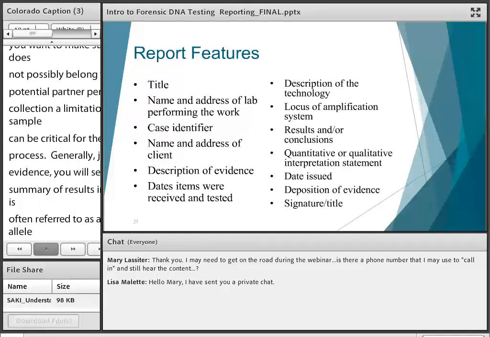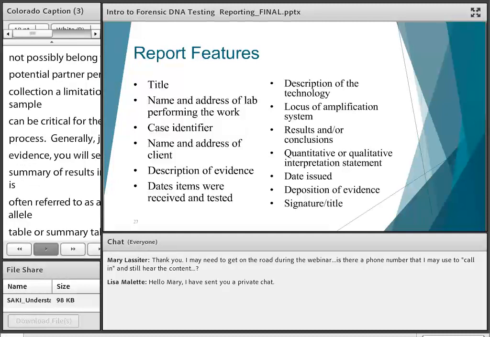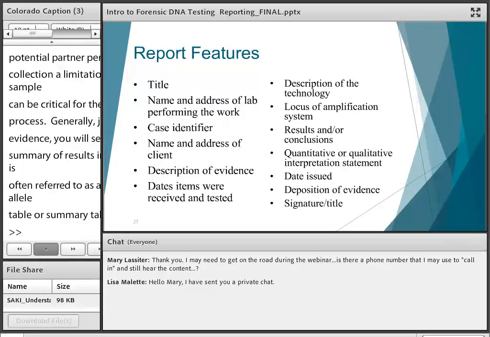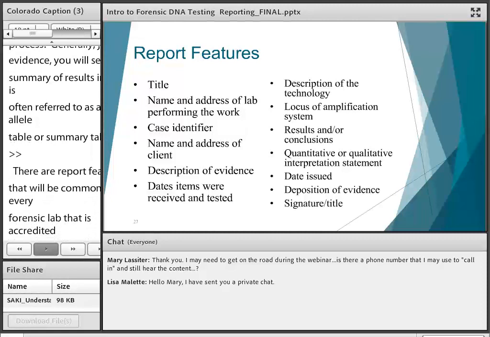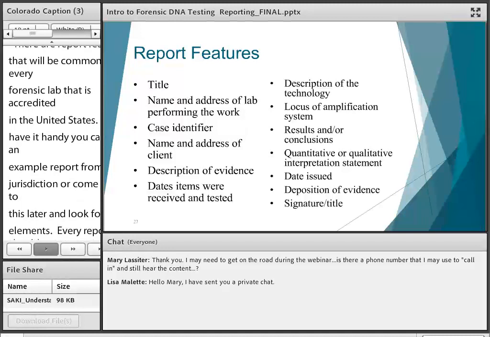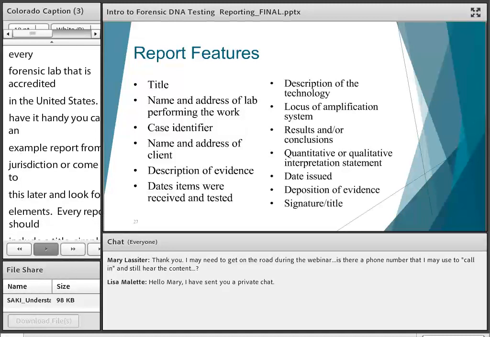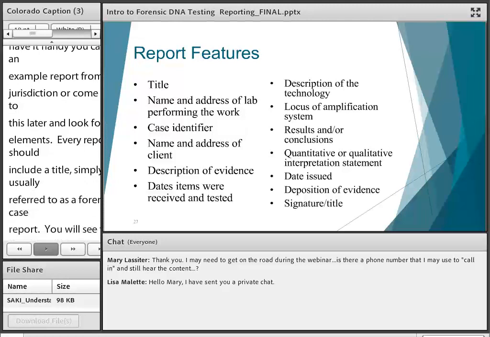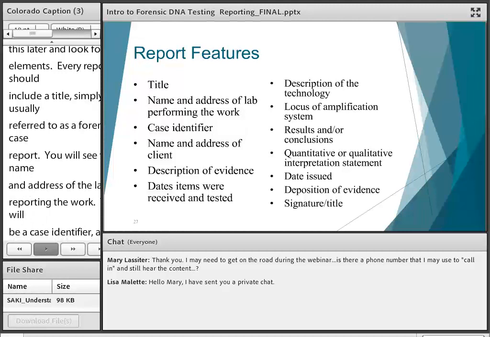There are report features that will be common for every forensic lab that is accredited in the United States. So if you have it handy, you could pull an example report from your jurisdiction or come back to this later, and you can look for these elements. So every report should include a title, and this is simply usually referred to as a forensic case report. You'll see the name and address of the lab reporting the work. There'll be a case identifier, such as a case number or name. There'll be the name and address of the client who is in receipt of the report.